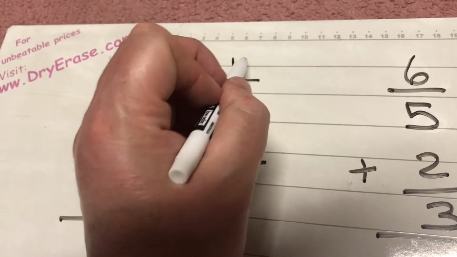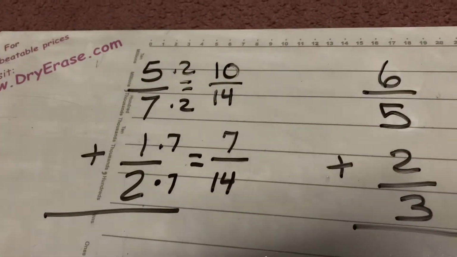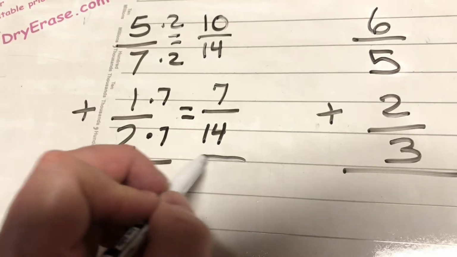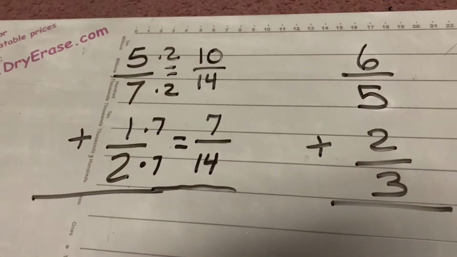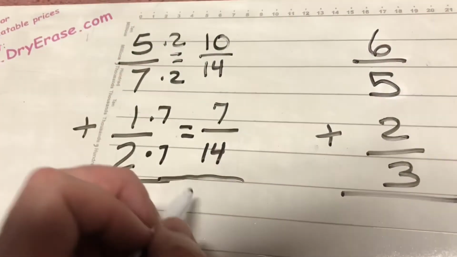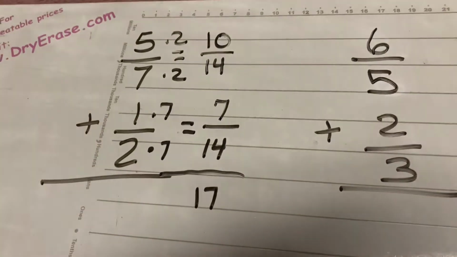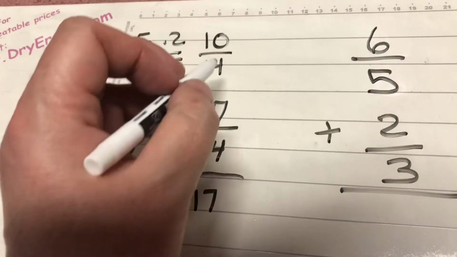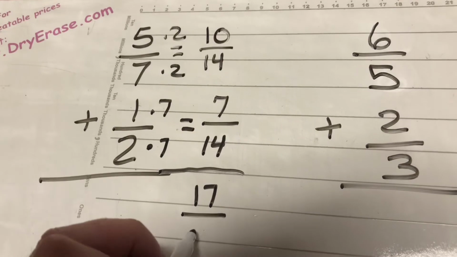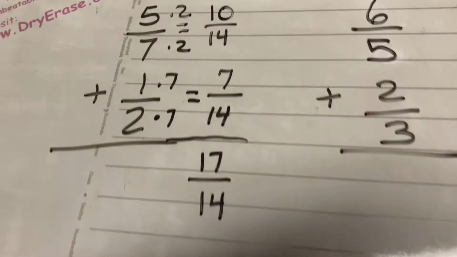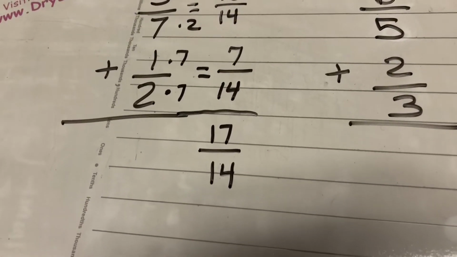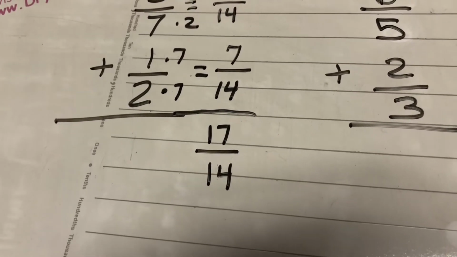Well, 5 times 2 is 10. So I've got 10 over 14 plus 7 over 14. I know that 10 plus 7 is 17, and since 14 is my common denominator, that's going to just stay the same. Now, first things first, simplest form.